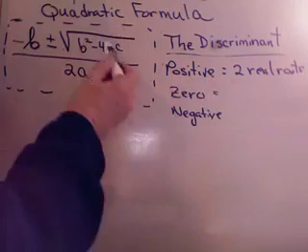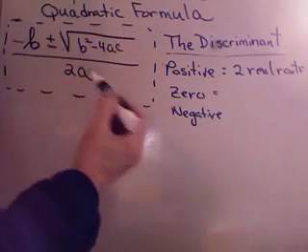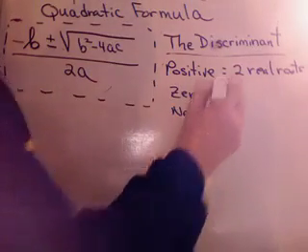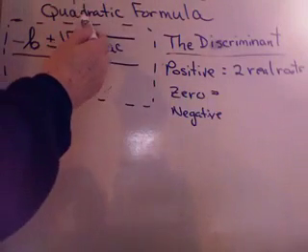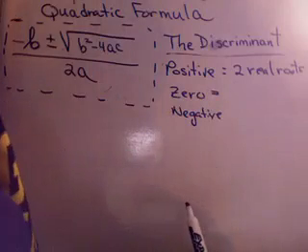If you get 0 in here, you get just what's called a double root, or you get one answer, which is called a double root for the quadratic equation. Quadratic equations usually have two answers, so the two answers are the same answer, or one double root.